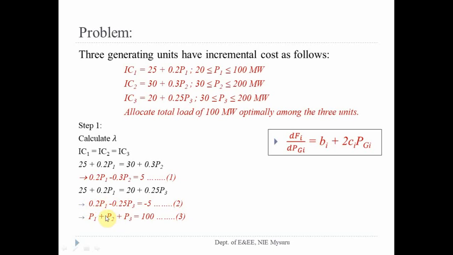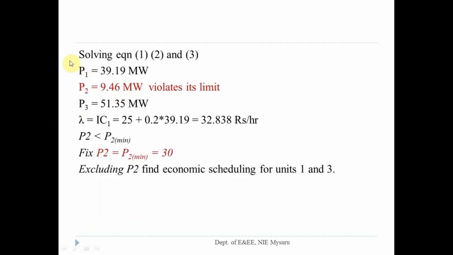The third equation is P1 plus P2 plus P3 equal to 100. In the question itself, they have given the total load as 100 megawatt, which should be optimally allocated among the three units. So the sum of P1 plus P2 plus P3 should be equal to 100. We have three variables, P1, P2 and P3, and three linear equations. When we solve these three linear equations, we get the values P1, P2, P3.